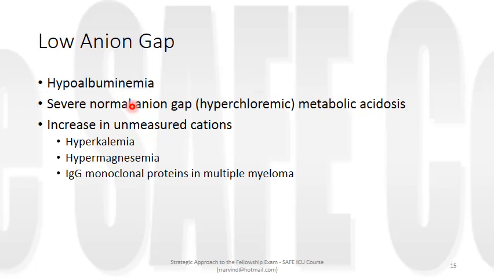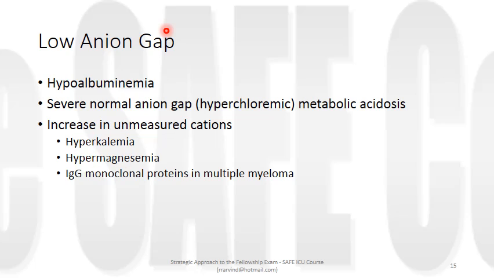Severe normal anion gap metabolic acidosis or the hyperchloremic acidosis can cause a low anion gap. And when you have an increase in the unmeasured cations, okay, so when you have severe hyperkalemia, severe hypermagnesemia, and if you have a lot of plasma proteins, IgG plasma proteins in multiple myeloma, or you've given somebody IgG, immunoglobulins, for any of the neuromuscular conditions, Guillain-Barré or myasthenia or anything like that, then you can have a low anion gap.